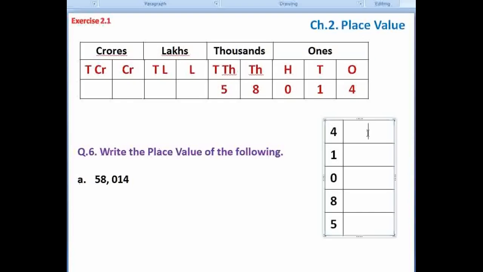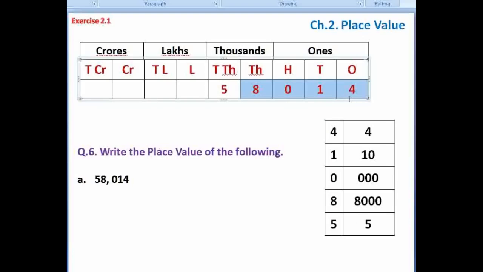Now here is a 4, so I write 4. Then here is a 1, and after the 1 to the right side there is one more digit, so I add a 0. Then the third digit, that is 0, so I write 0, but after that there are 2 digits to its right, so I add 2 zeros. Then here is 8, so I write 8 as it is. After 8 to the right side there are 3 digits, so you add 3 zeros. Then here is a 5, I wrote 5. After 5 to the right side there are 4 digits, so I add 4 zeros, and you put the commas as per the Indian system.